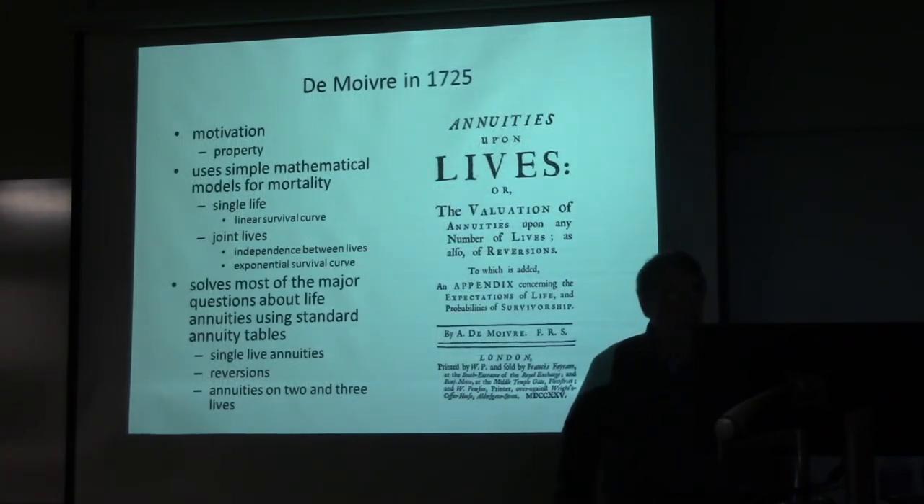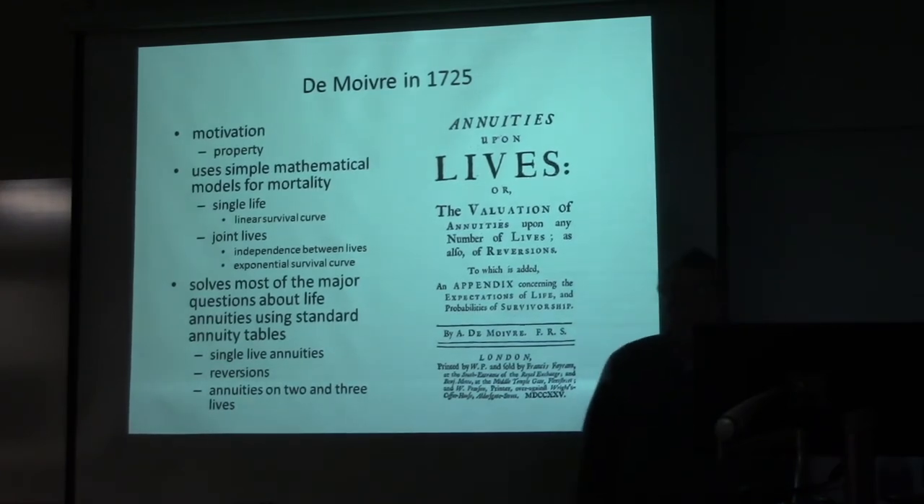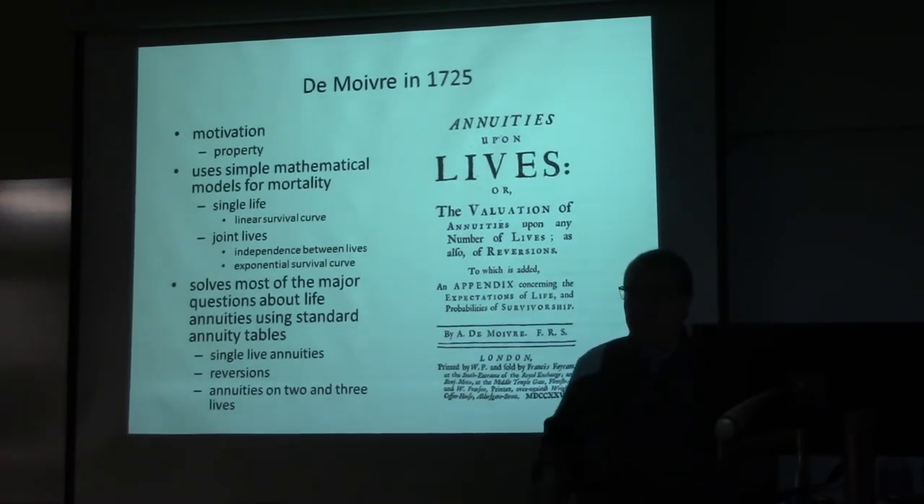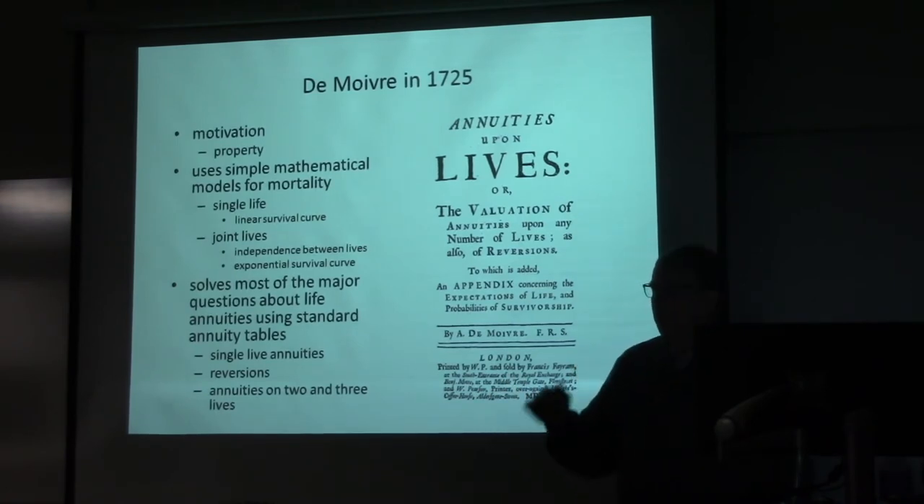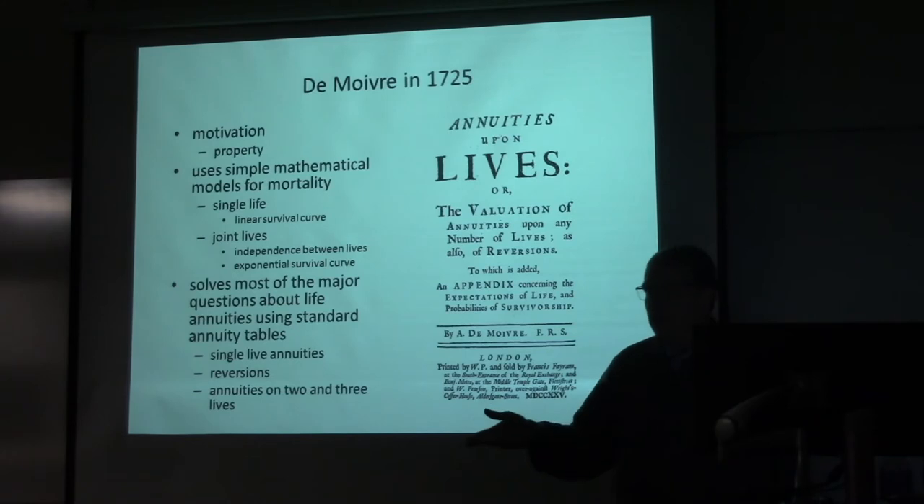So along comes Abraham de Moivre in 1725, writes a book called Annuities Upon Lives. The interesting thing is he doesn't mention the uses. He gives you some numerical examples, but never truly mentions specific examples or where it would be used. And I think the reason for that, it was obvious to his readers where the results would be used.